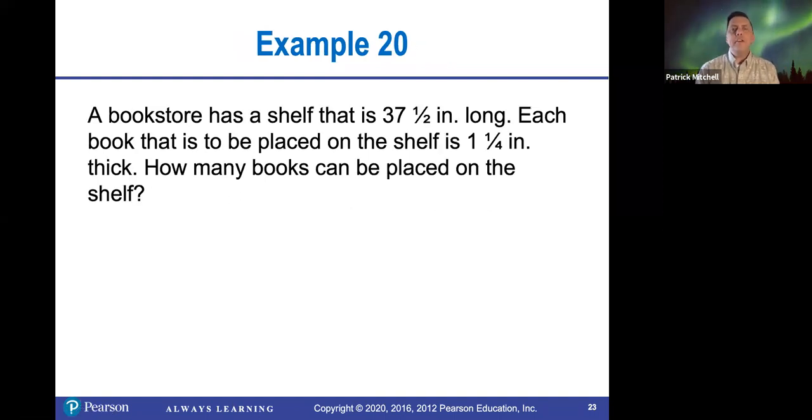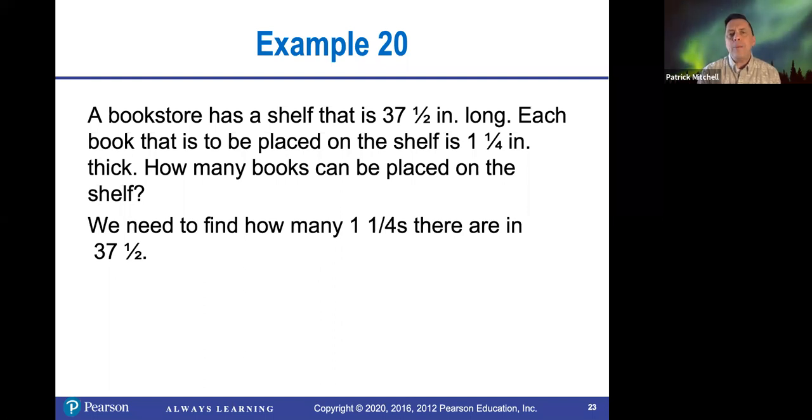Another example, a bookstore has a shelf that is 37.5 inches long. Each book that is to be placed on the shelf is 1 1/4 inches thick. How many books can be placed on the shelf? So this would be a great time to pause the video and try this one. Okay, and you never have to wait for me to say that. You know, at any time, pause the video if you want to try any of these first.